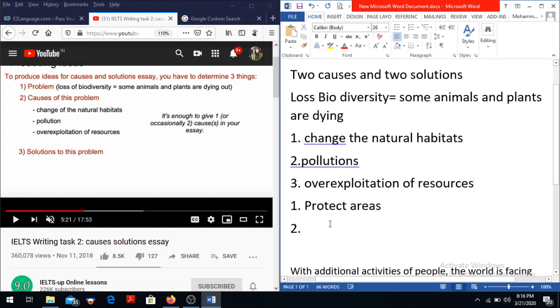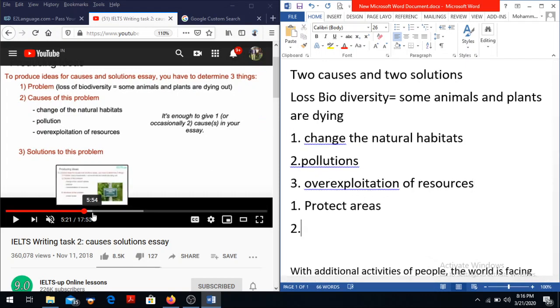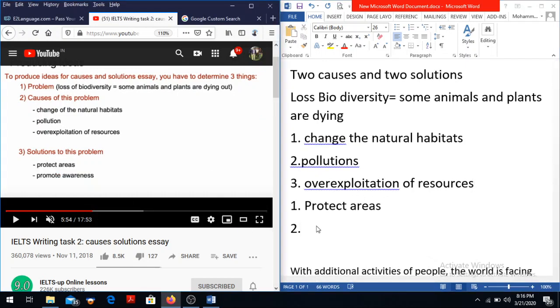And then the solutions were protect area, promote area awareness. So these were the solutions.